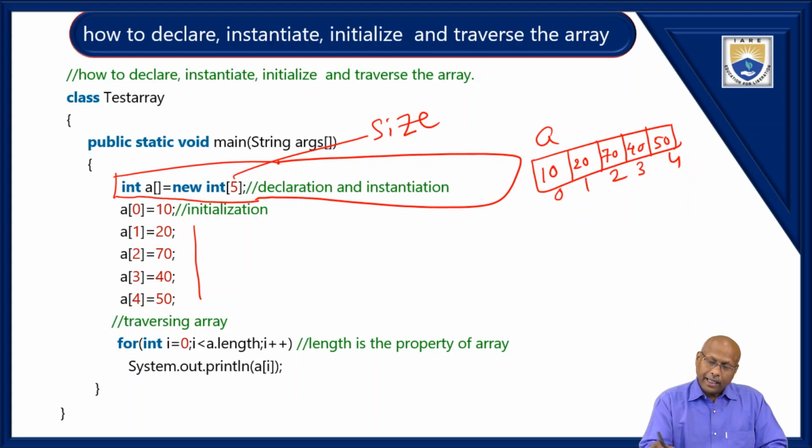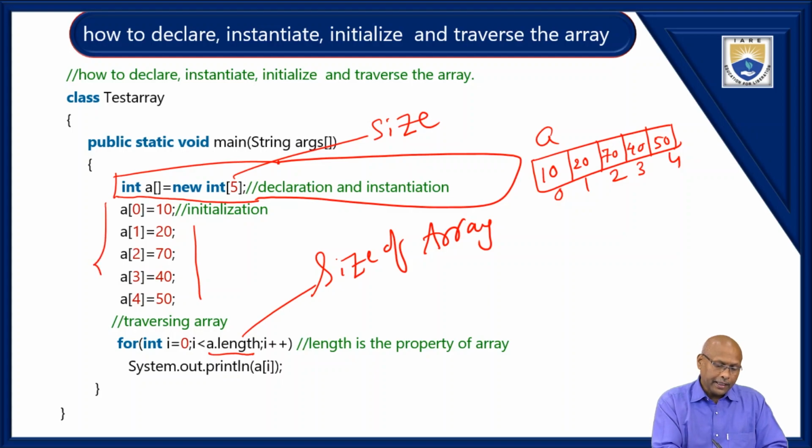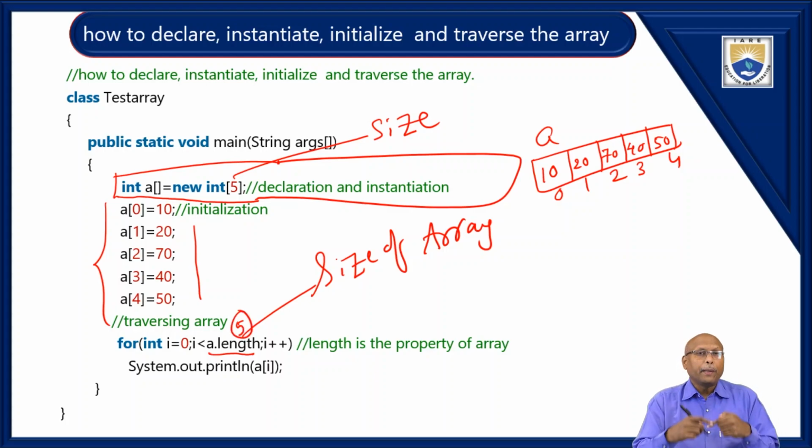Now, whatever data you have stored, you want to print it on the screen. So from where do you have to print? From the 0th index. So for i equal 0, i less than a.length. The length is a special attribute which is nothing but the size of the array. What is the size of the array? Here in this example, the size is 5. So that means a.length is nothing but 5. So this loop repeats 5 times.